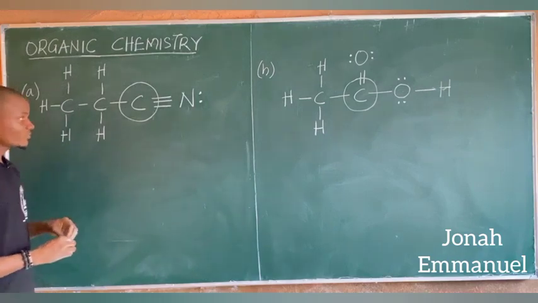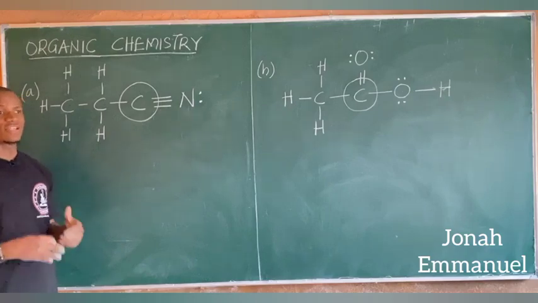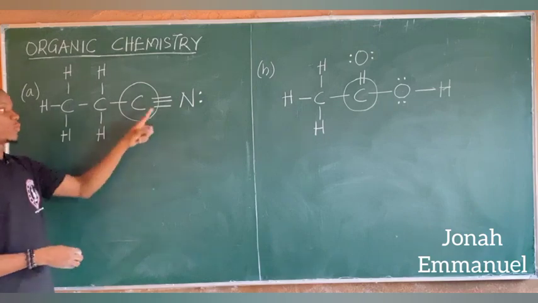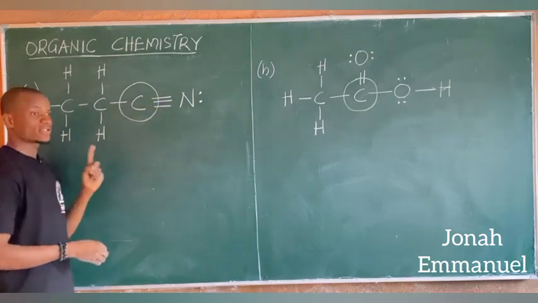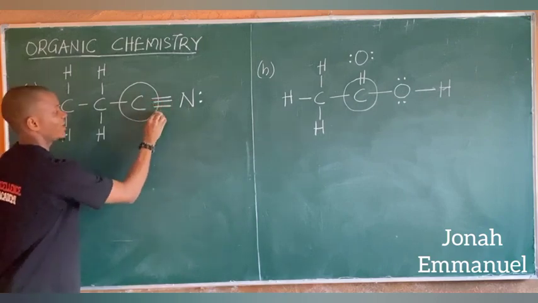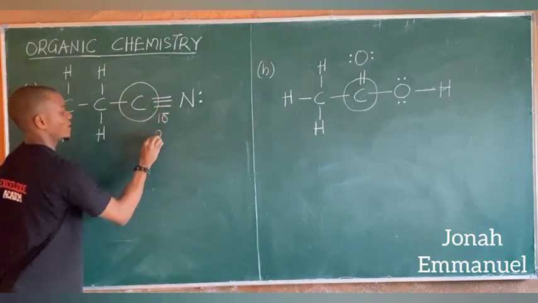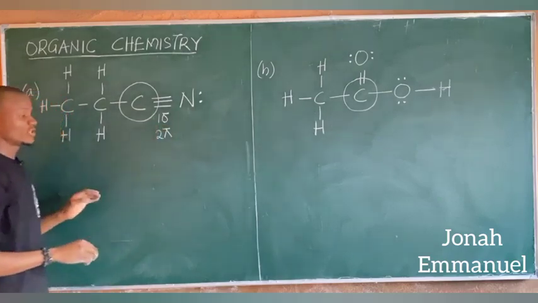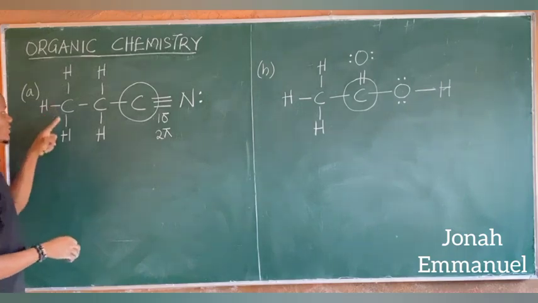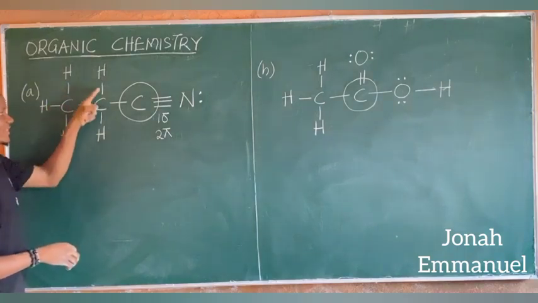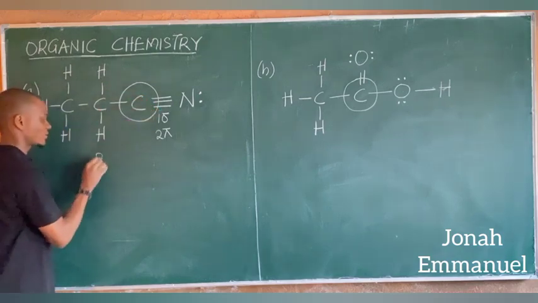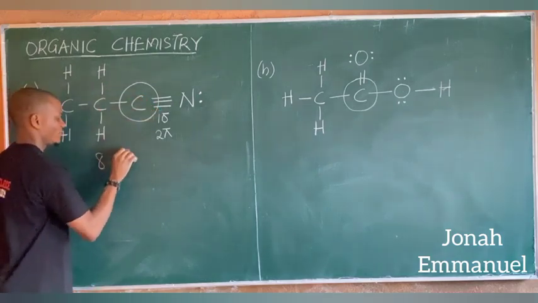For this, from our previous class we said that one single bond contains one sigma bond, and one triple bond contains what there? One sigma and two pi bonds. So for a triple bond, I have one sigma and also what there? Two pi bonds. So if I'm to count the total number of sigma bonds here, it becomes 1, 2, 3, 4, 5, 6, 7, and 1 here. That makes it 8. So I have 8 sigma bonds here in total.